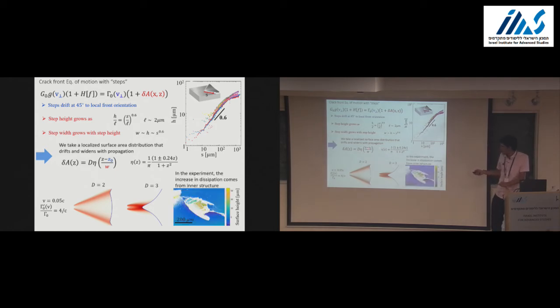And in the experiment, what we think happens is that it's not that the amplitude of dissipation changes, but that inside the microbranch you have a lot of inner structure that increases the dissipation. So this is still a sort of qualitative explanation, but we think it has the right components.